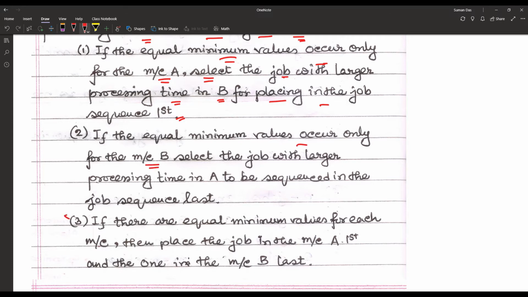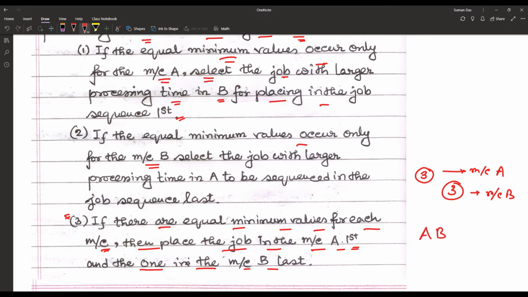Number 3, if there are equal minimum values for each machine, and that is our case, because already we have found 3 the minimum processing time, and one is for machine A and another one is for machine B. So then place the job in machine A first and the one in machine B last, because our order is AB. So what is happening here?